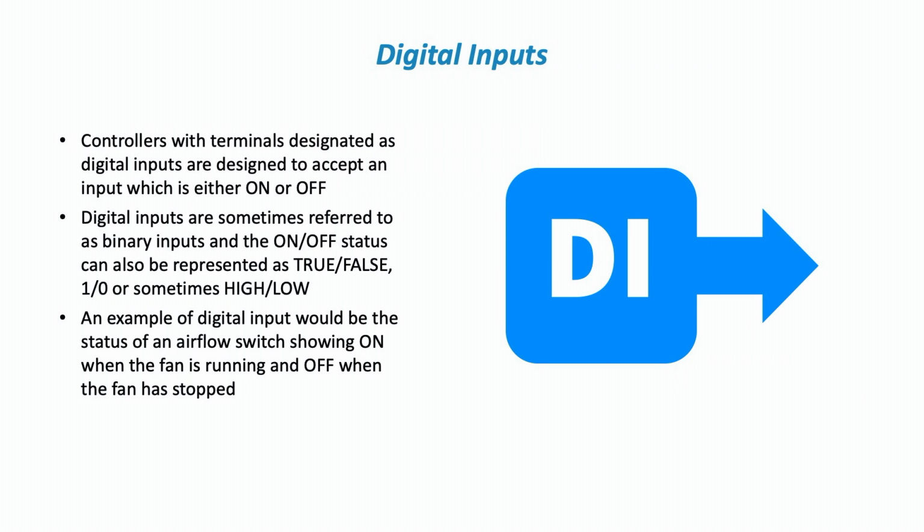A very typical example of a digital input would be the status of an airflow switch. It shows on when the fan is running and off when the fan is stopped. There's no other states. It's either on or it's off. And we can use digital inputs for lots of different things within our building management system.